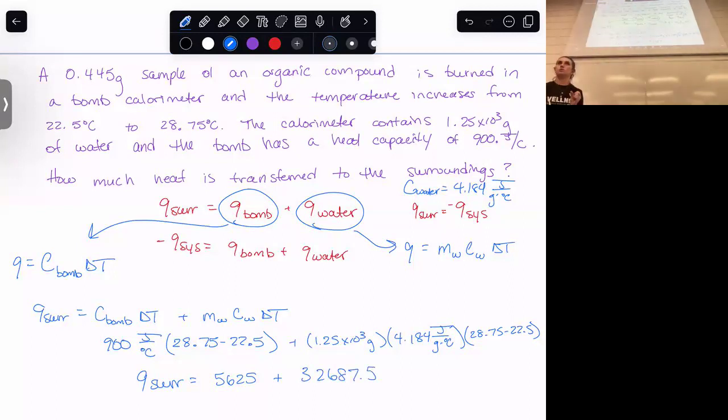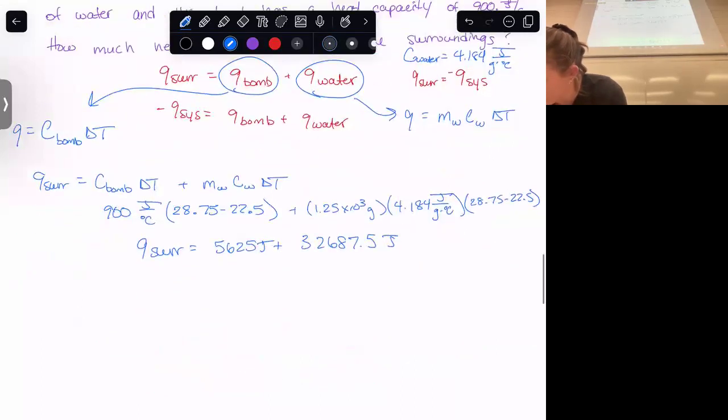What units do our values have here? Yep, these are both in joules. So overall, we get Q surroundings equal to 383.125 joules, which is also 38.3.